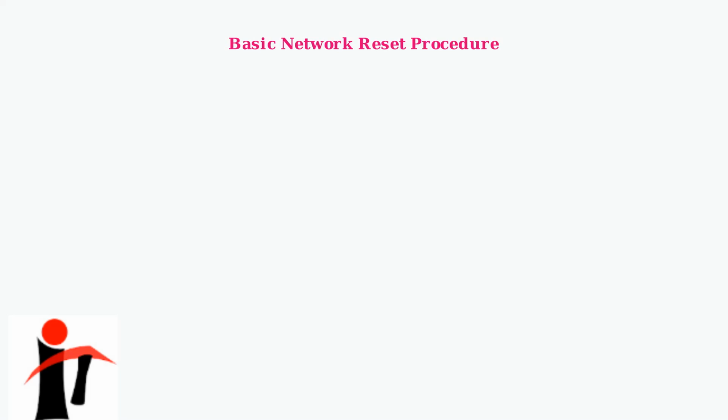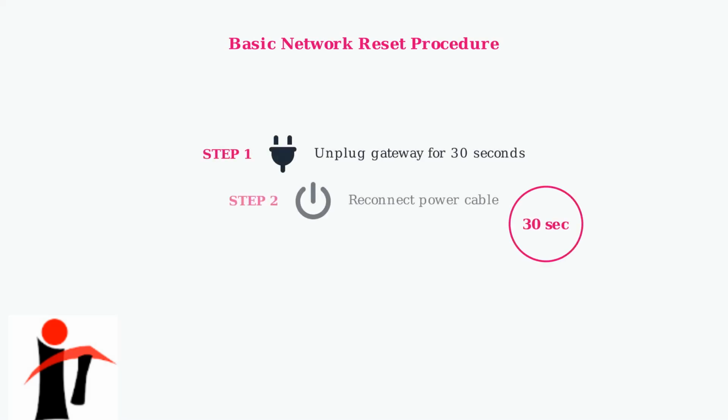The first troubleshooting step is performing a basic network reset. Start by unplugging your gateway from power for exactly 30 seconds. This allows the device to fully discharge and clear any temporary errors. Then reconnect the power cable and wait 2 to 3 minutes for complete initialization.